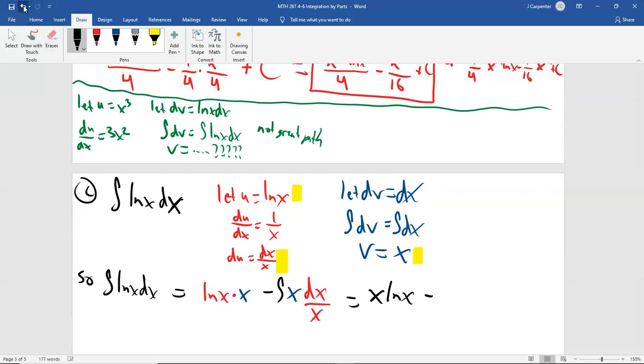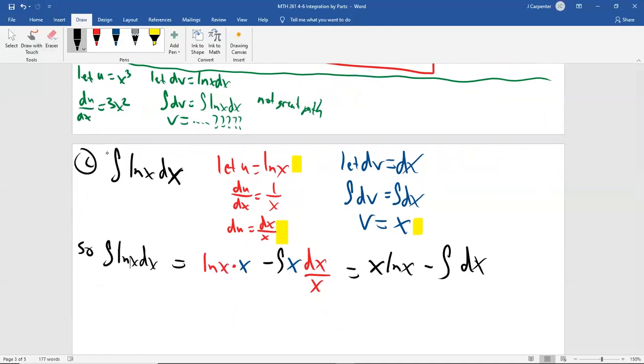Minus the integral of, the x's cancel, that's just the integral of dx. There's a 1 there implied. This is very simple. This is literally the simplest integral you ever get. So that's x times the natural log of x minus the integral of dx, which is x. Don't stop there though. Don't forget your c.